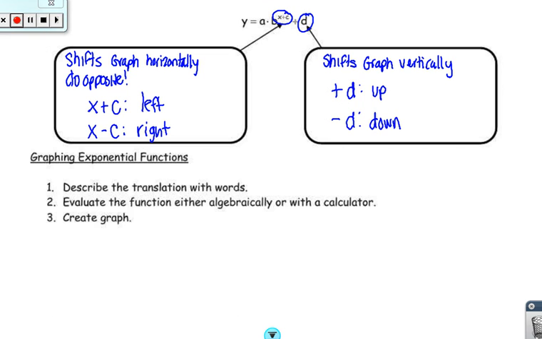Okay, so graphing exponentials. I would really like you to be able to tell me, where does the graph go? Does it go left, right, up, or down? And then you can evaluate it either algebraically or using a graphing calculator and get the table and create the graph.